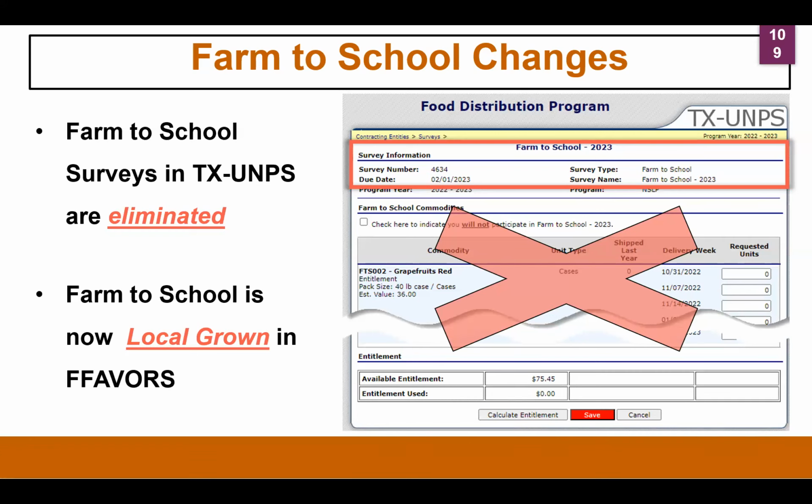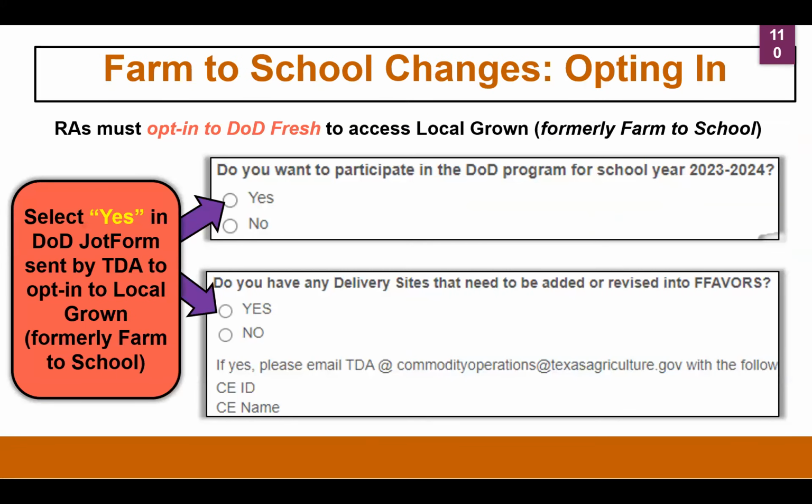This is not done through TXUMPS anymore. You will answer yes in the DOD JOT form. And then if you have any changes to any delivery sites, you will enter yes in that, and you will email that information to TDA. And all that information is in the JOT form.